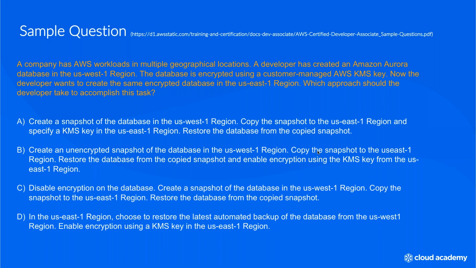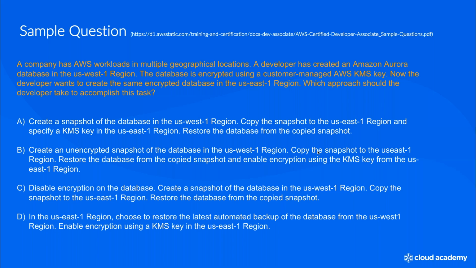C, disable encryption on the database. Create a snapshot of the database in the US West 1 region, copy the snapshot to the US East 1 region, and then restore the database from the copied snapshot. Now, again, you can't disable encryption on a database once it has been enabled. So again, straight away, we can disregard this option too.